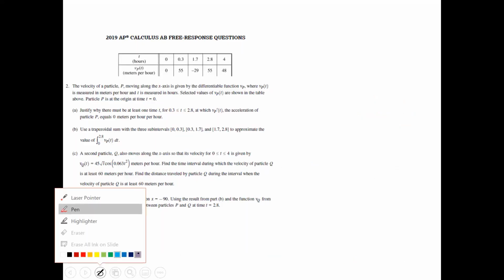All right, so let's go ahead and take a look at part D. It says at time t equals 0, the particle Q is at a position x equals negative 90. So again, we're talking about particle Q. Using the results from part B and the function v of Q from part C, approximate the distance between particle P and Q at time t equals 2.8.